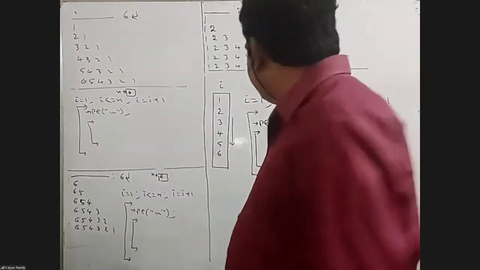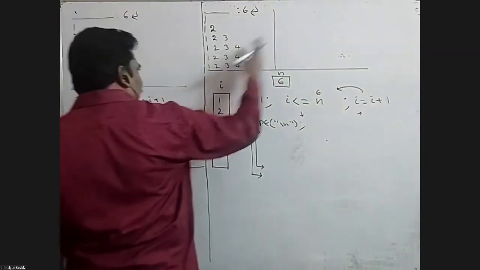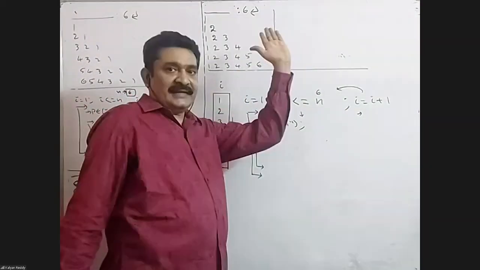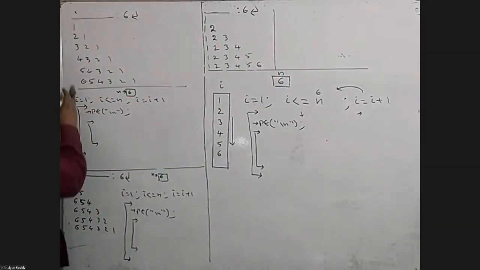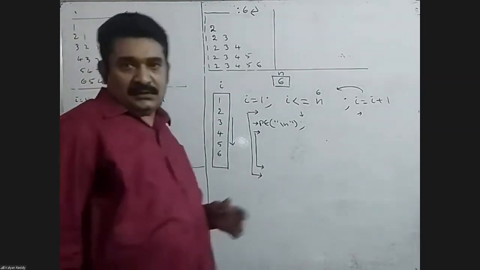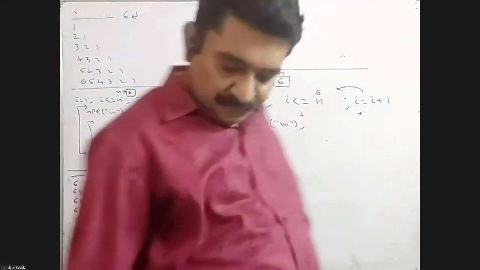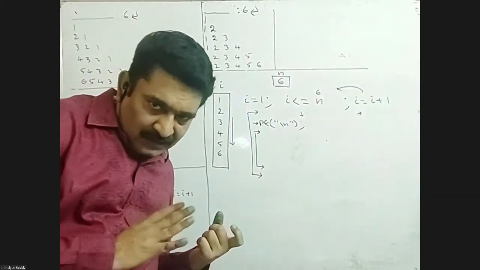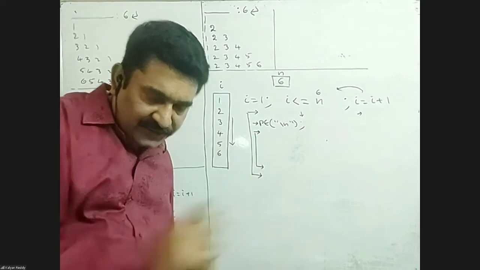Okay, next. Here the printing style, increment order or decrement order? Increment. 1, 2, 3, like this, rising. Here the printing style, 5, 4, 3, 2, 1, decrement order. Here 6, 5, 4, 3, like this. Here also decrement order. Concentrate on the starting number and the printing style, increment order or decrement order.